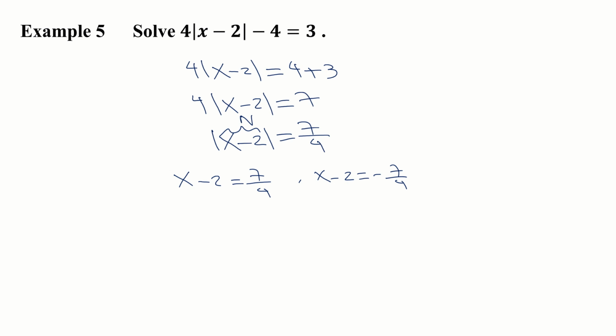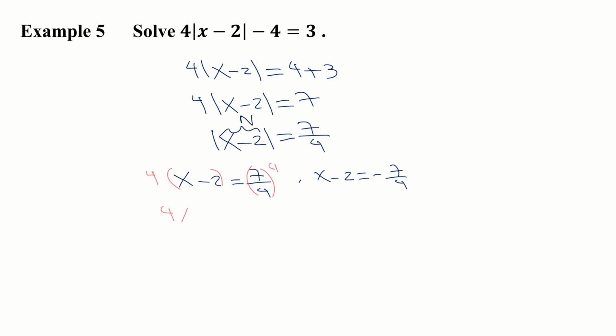So if the absolute value of some number or some expression is 7/4, that number or that expression has to be either 7/4 or negative 7/4. Now we're going to solve this quickly by clearing the fractions by multiplying both sides by 4. So don't forget, because of distribution, you have to multiply both terms on the left side by 4.